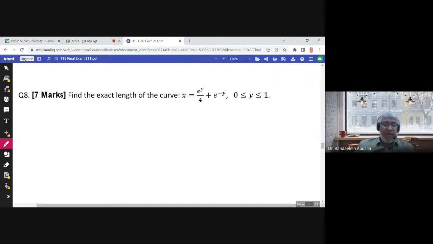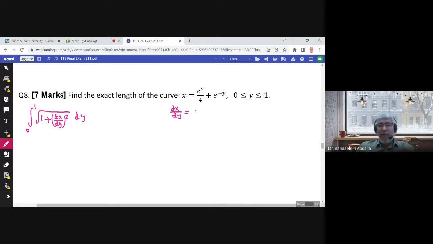Find the exact length of the curve. This is section 8.1, arc length. If y is given, so we use dy, and let y be between 0 and 1. The arc length is given in this case by the integral of the square root of 1 plus, this is dy, so if you remember, we write dx over dy to the power 2 here. More exercises are in the video about section 8.1. This is x. So I need to find dx by dy.